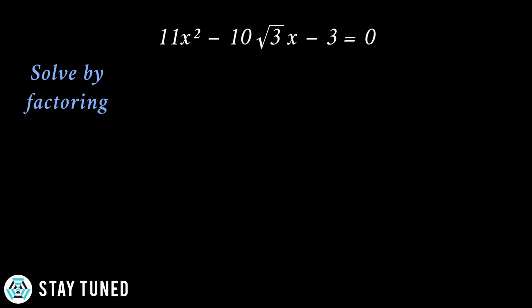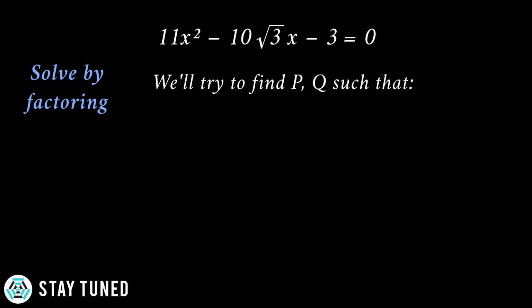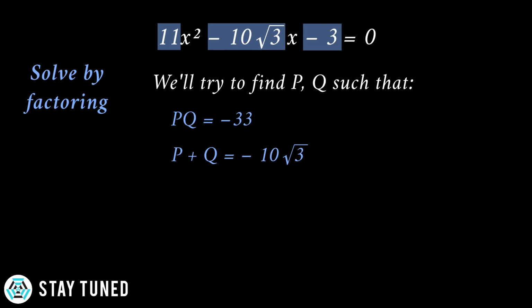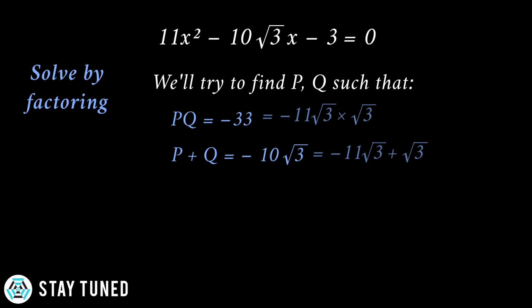First, we will solve this by the method of factoring. We want to find two numbers p and q such that their product is 11 times minus 3 equal to minus 33 and their sum is equal to minus 10 root 3. We can do this by considering the factors of 33. We readily get two numbers, minus 11 root 3 and root 3.